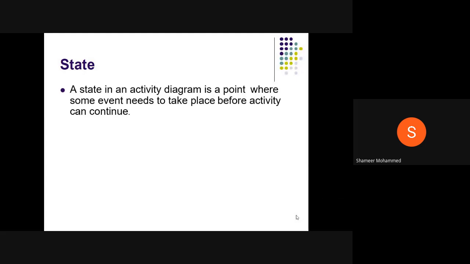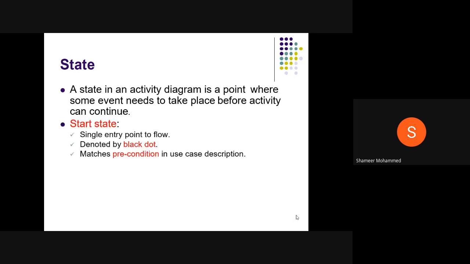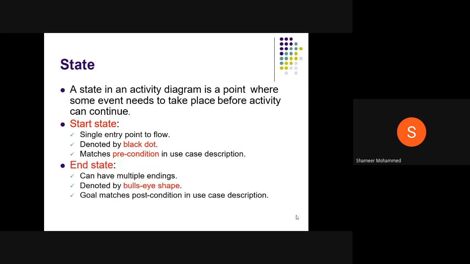State is nothing but a point where some event needs to take place. So you can have a single state entry point, which is denoted with a black dot and with some conditions. End states can be multiple in your diagram. It is denoted by this one.